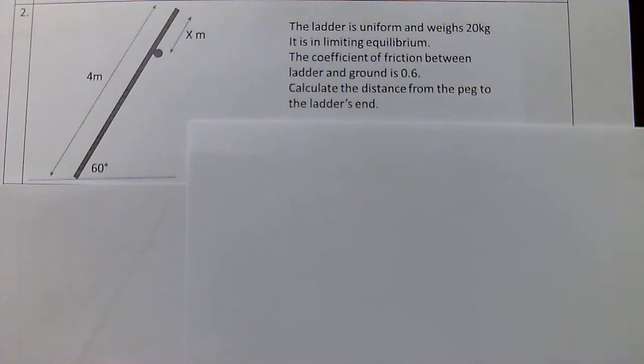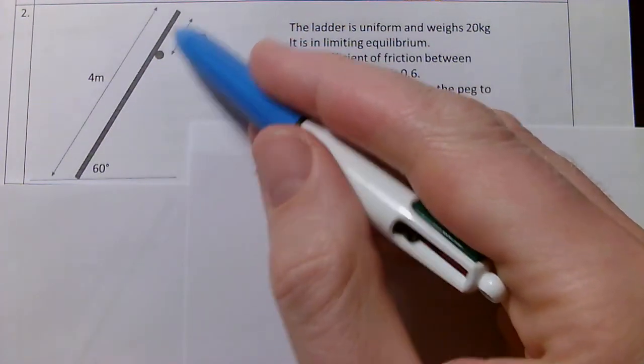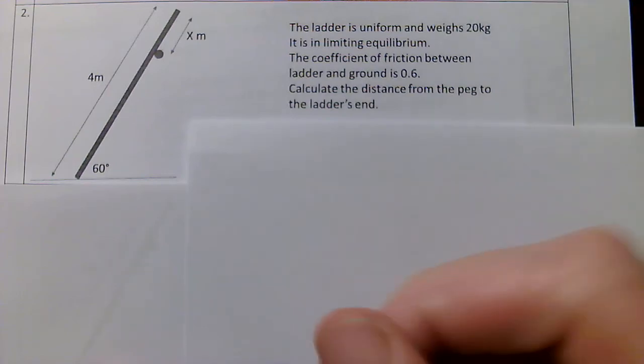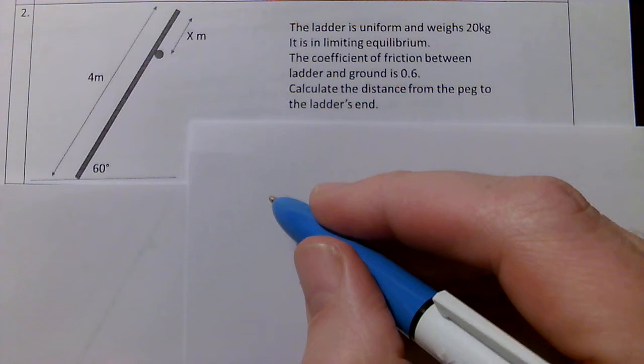So our questions are going to gradually increase in complexity. Here we're not told how far the peg is away from the end of the ladder, but we are told the coefficient of friction in this case. So here we're trying to find the position of this peg to keep it in limiting equilibrium.